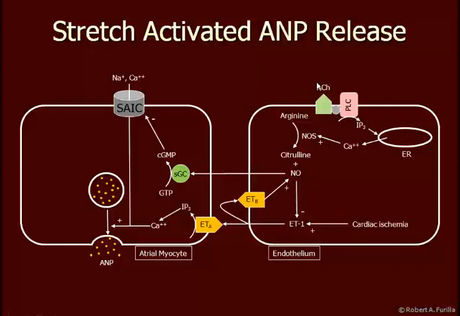ACH from the parasympathetic nerves stimulates the production of IP3. IP3 stimulates calcium, which then triggers nitric oxide synthase to produce nitric oxide. Nitric oxide inhibits endothelin and stimulates a soluble guanylate cyclase, which then produces cyclic GMP and inhibits the stretch channel. So there is an excitation and an inhibition.